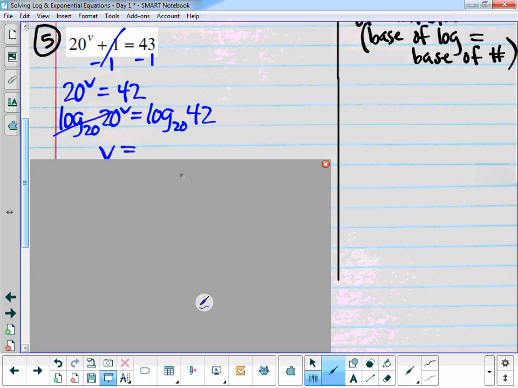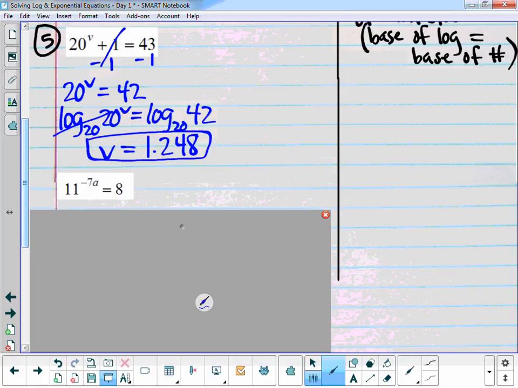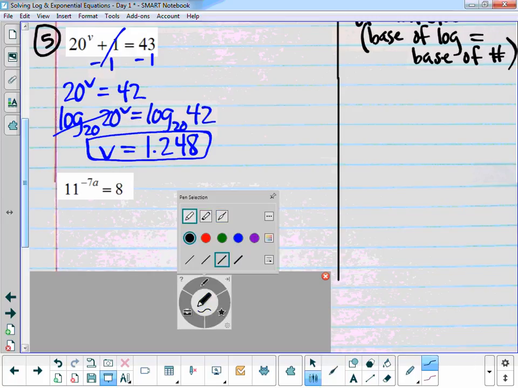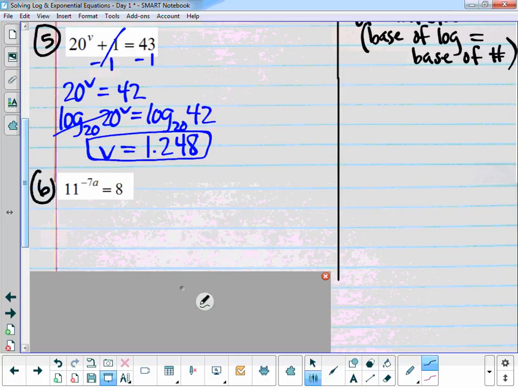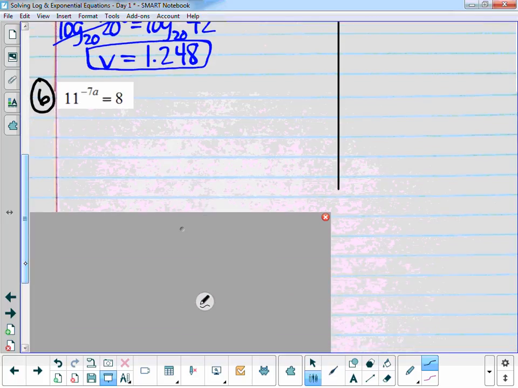So I have v equals, and then we just plug that into our calculator. Let's round to the 3rd decimal place, which is the thousandths. 1.248. Is it 247, then what's the next number? 6. So the 6 would make the 7 round up to 8. Okay? All right, one last problem. Let's do 11 to the negative 7a power equals 8.